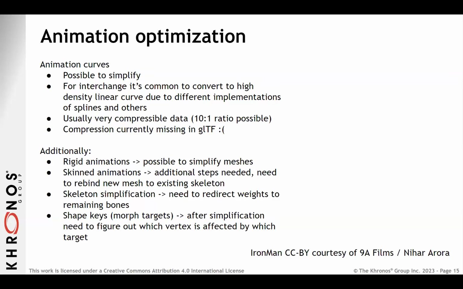With animation, there are also things we can optimize, and animation curves can be simplified. For interchange format, it's common to convert the splines, for example, or some curves to high density linear curve, because there are different implementations of those splines and others that may lead into inconsistencies. And if you divide it into teeny tiny linear pieces, then you're safe, basically. Usually it's possible to compress this type of data very easily, or at least with a good ratio of the input and output. However, we are currently missing such compression in glTF, which maybe is worth mentioning here.